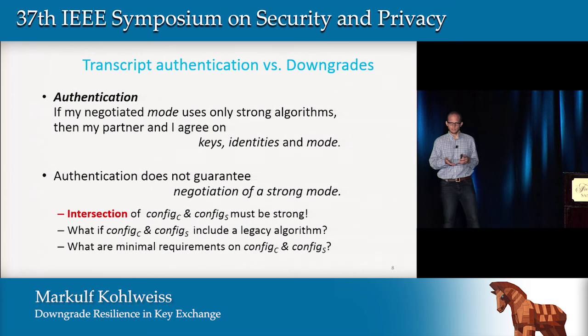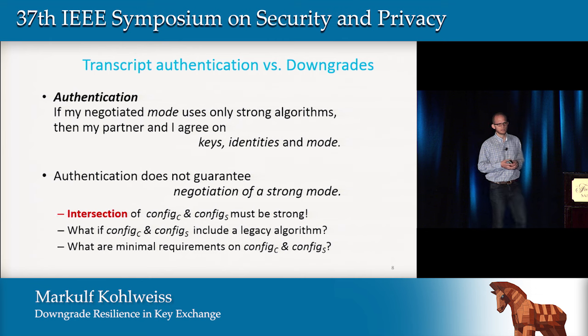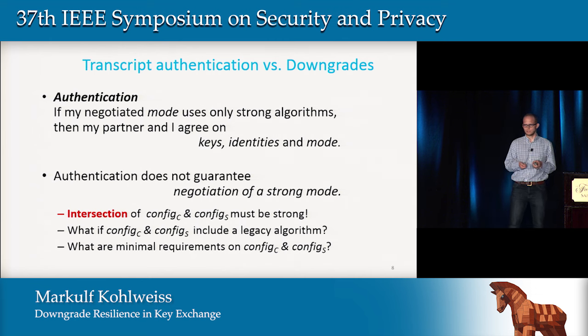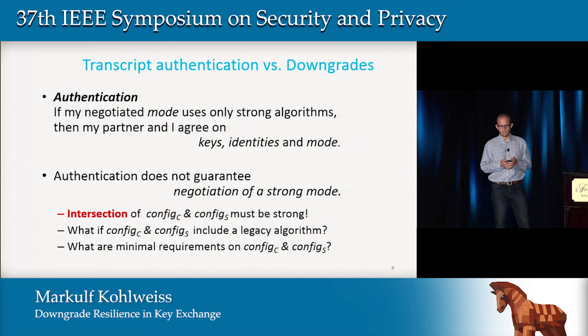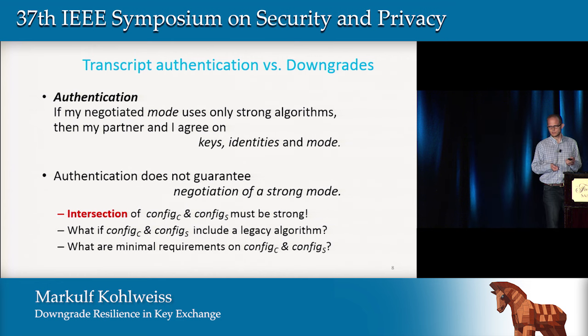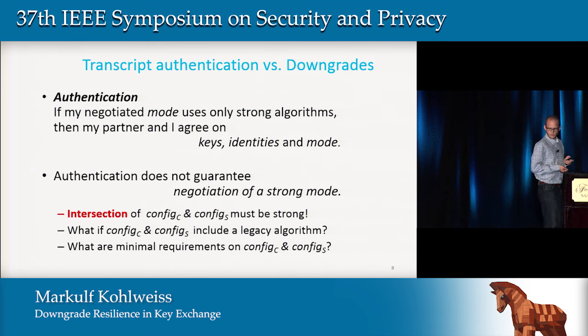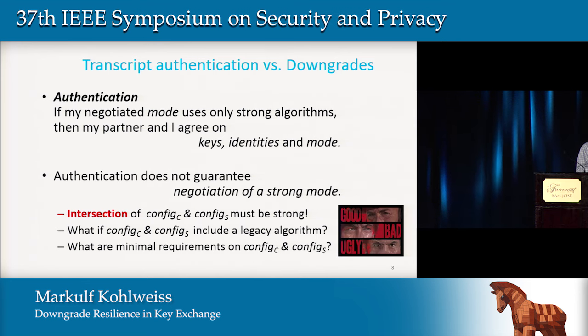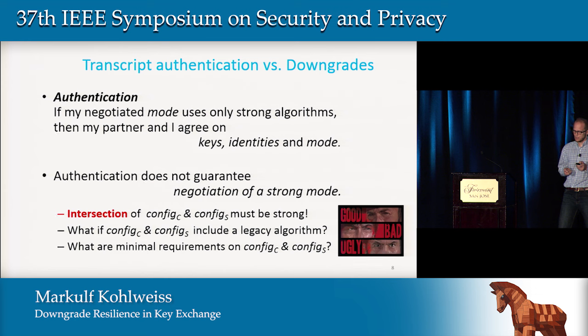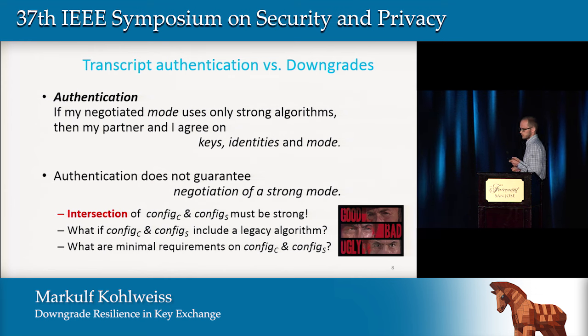So if one only has such security guarantees available, what is required is that the intersection of all modes must be strong. The intersection of the client and the server configuration should only support strong modes. But what if the client and server configurations support legacy algorithms for backward compatibility? And what are the minimum requirements on the configurations to achieve downgrade security? So these three bullets match up nicely with the three attacks that I will refer to in my talk.